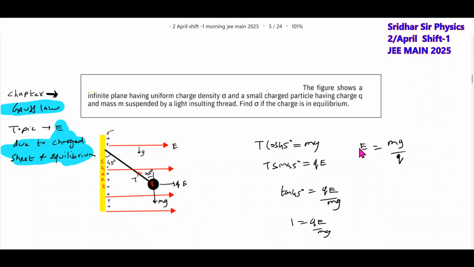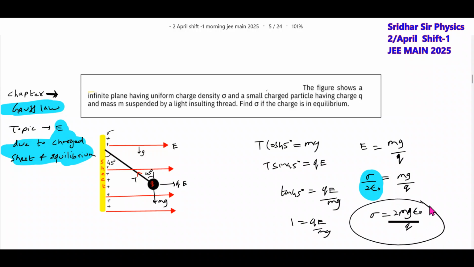After this, what is the electrostatic field produced by the charged sheet? Sigma by 2 epsilon naught. There's a formula, you should know this one. Electric field produced by the non-conducting charge sheet. So therefore sigma equal to 2 mg epsilon naught by q. This is the answer. Okay, this is just based on the equilibrium.